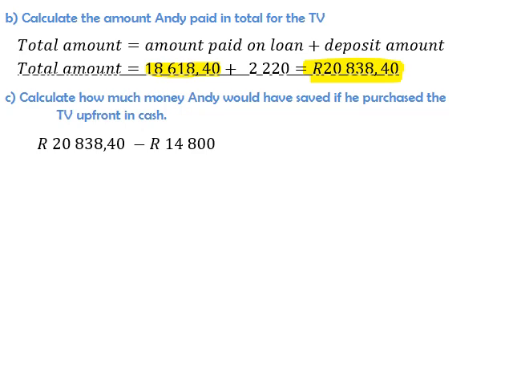So for C, calculate how much money Andy would have saved if he just saved beforehand the total TV amount. He would have saved 6,038 Rand 40 cents. So hire purchase is not the way to go. It's not financially smart, but it is convenient.